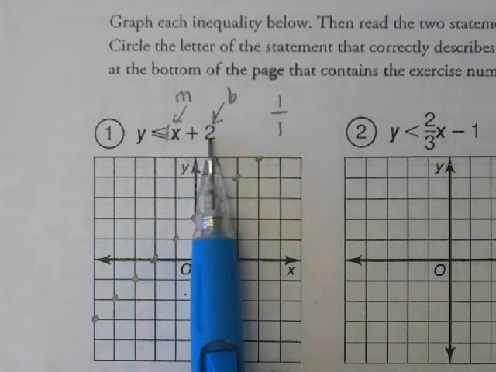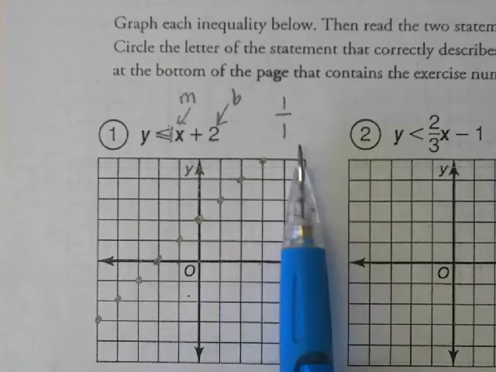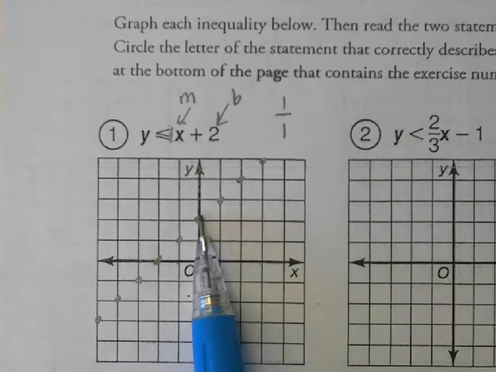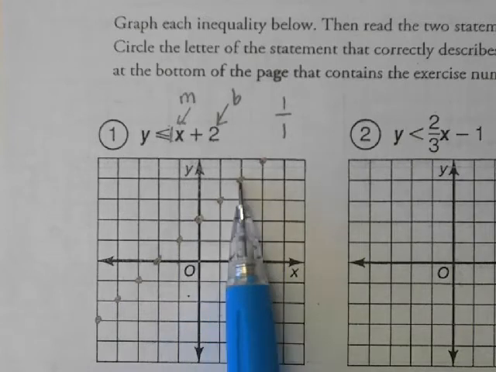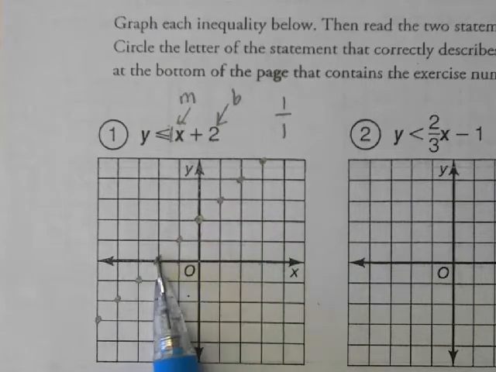My y-intercept is 2. So just like we did with regular lines, I'm going to start at 2 on the y-axis, not on the x-axis. And if my slope is 1, well, that just is 1 over 1. So up 1 over 1, up 1 over 1, up 1 over 1. And remember, we do the exact opposite. Down 1, left 1, down 1, left 1.